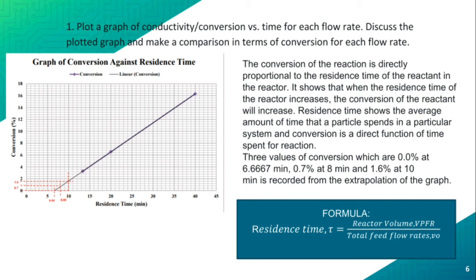Three values of conversion, which are 0.0% at 6.667 minutes, 0.7% at 8 minutes, and 1.6% at 10 minutes, are recorded from the extrapolation of the graph. The formula that we use to calculate the residence time is reactor volume divided by the total fluid flow rate.